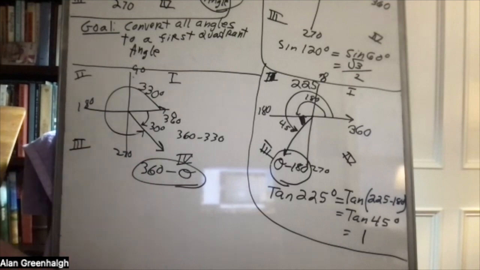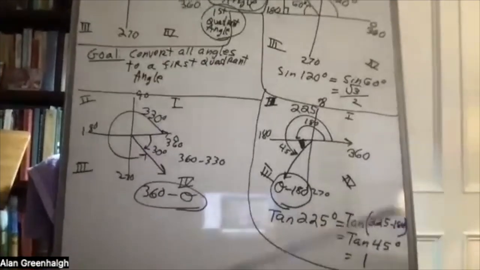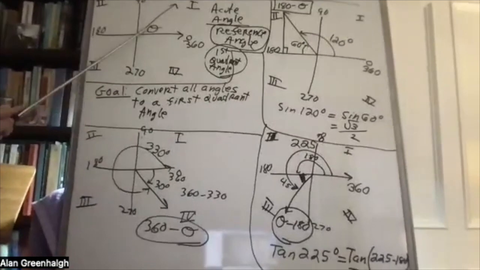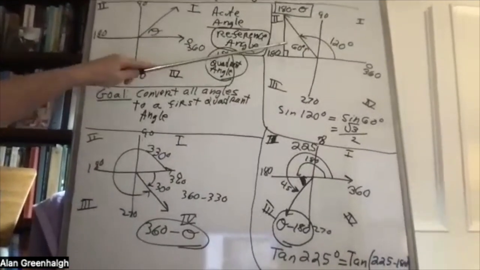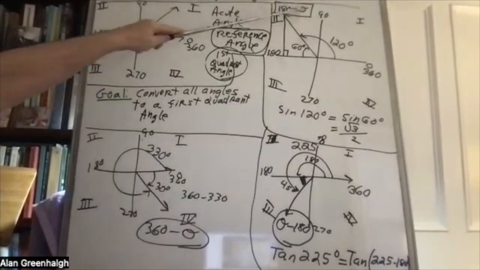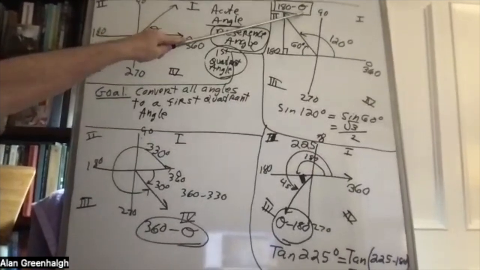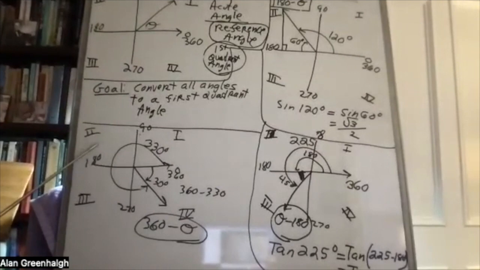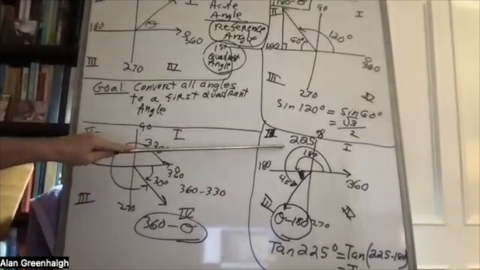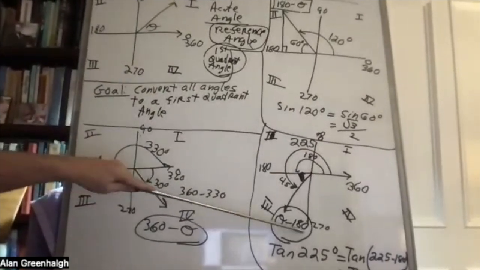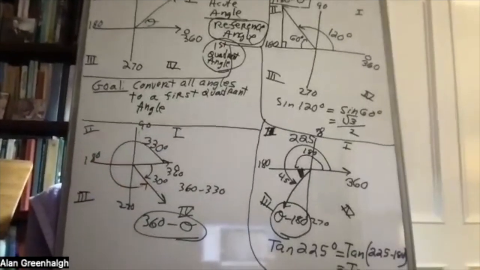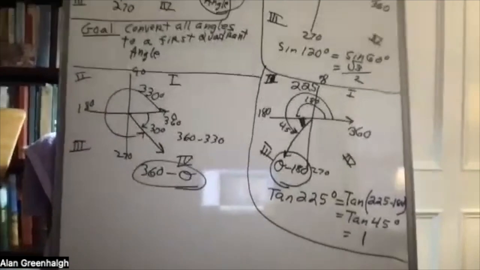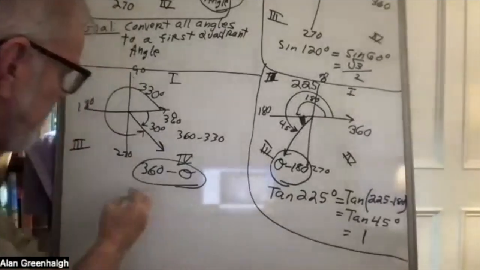So let's summarize the whole thing. In the first quadrant, it's just whatever it happens to be. In the second quadrant, it's 180 minus the angle. In the third quadrant, it's the angle minus 180, and in the fourth quadrant, it's 360 minus the angle. For example, let's take an example.